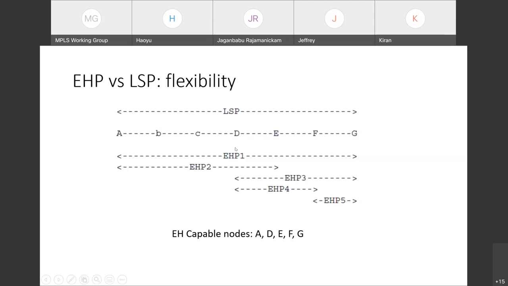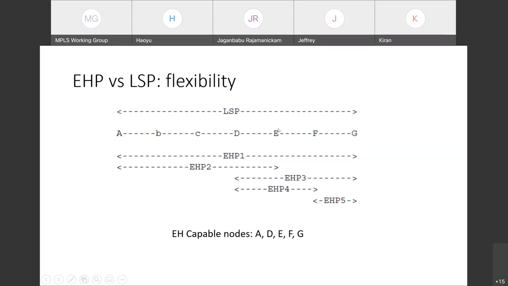The packet will reach node D. D is EH capable, so it will check the label stack and find the extension header indicator, which tells it there are some extension headers in this packet to look at. Node D will then search through the extension headers list and find these two extension headers. Based on the configuration in this node, it will choose to process one or two of them. It can also be configured to do nothing about them. Then the packet will be forwarded to node E.